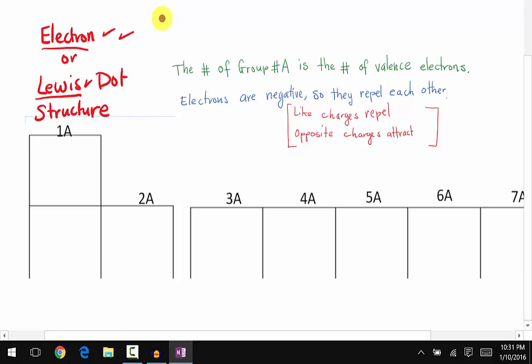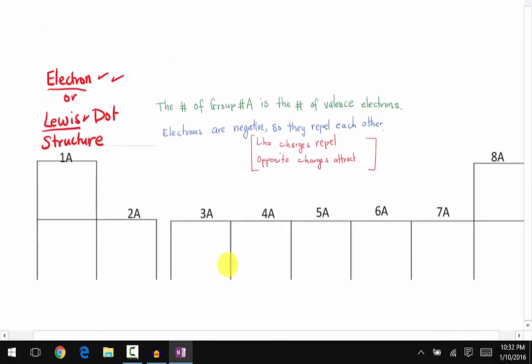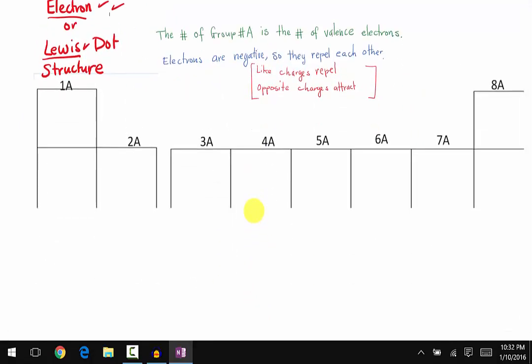for that element. Now, the beautiful thing about this is that if we look at the periodic table, here I have a periodic table. We have group A throughout the periodic table. These are the representative or the main group elements. What's so special about this is that the group number of the group A is also equal to the number of valence electrons. So I'm going to draw electron dot structure for each of the group A on the periodic table.